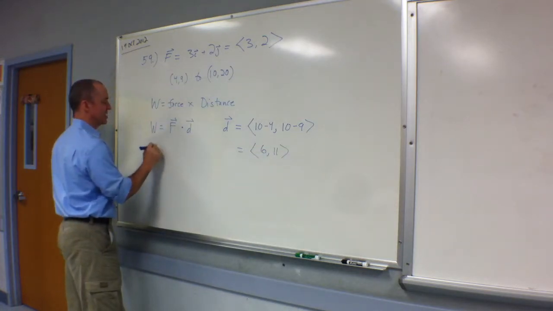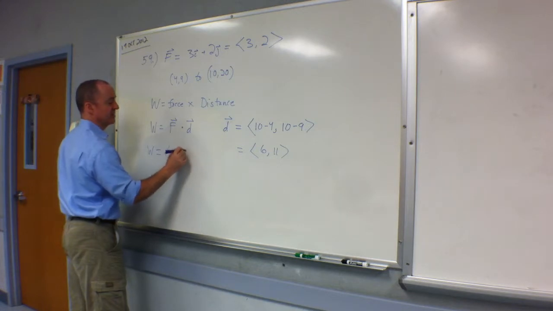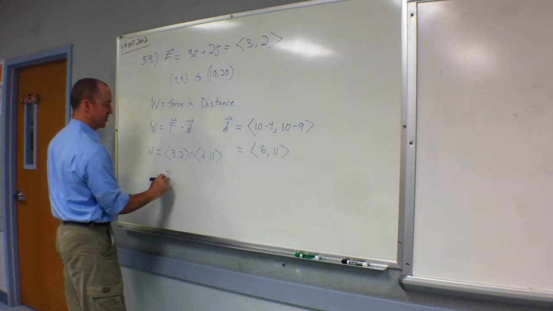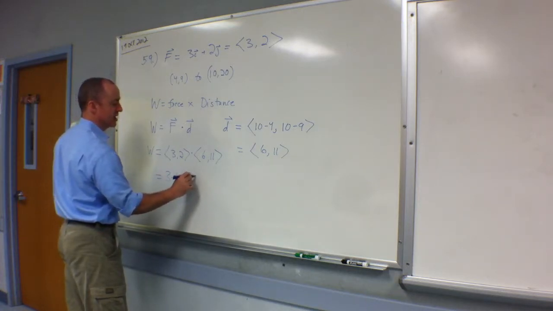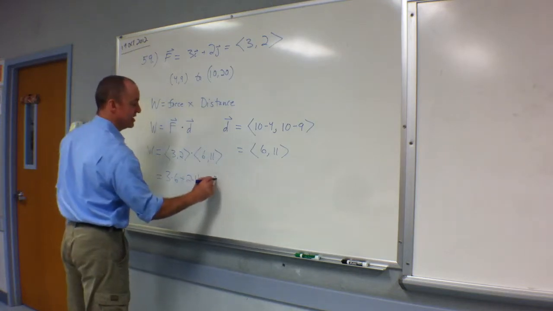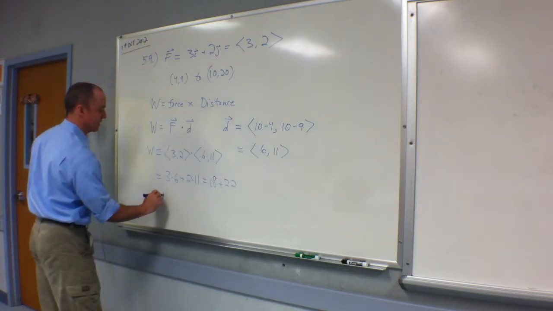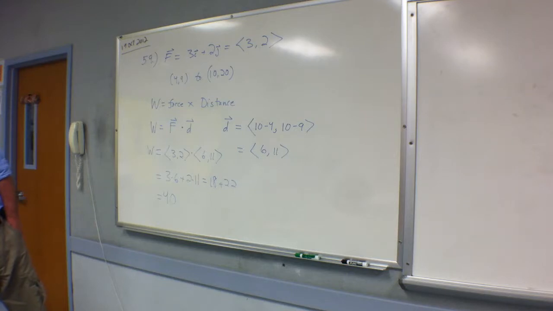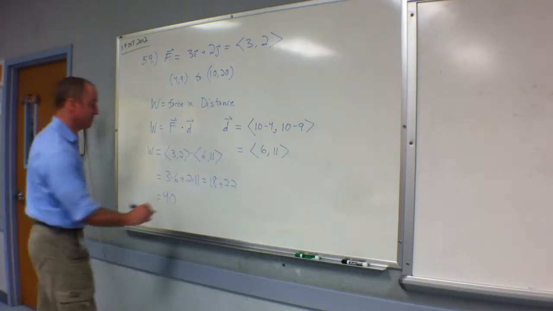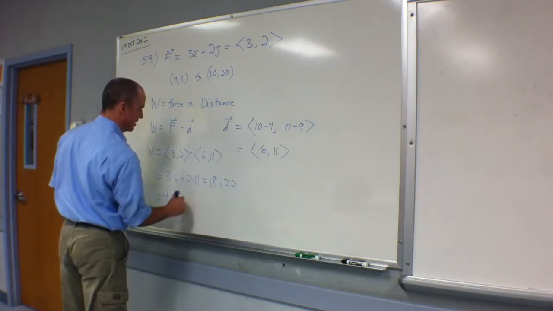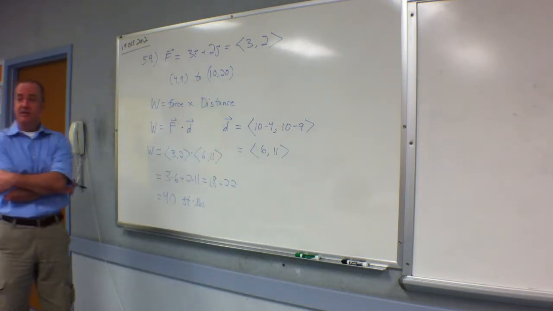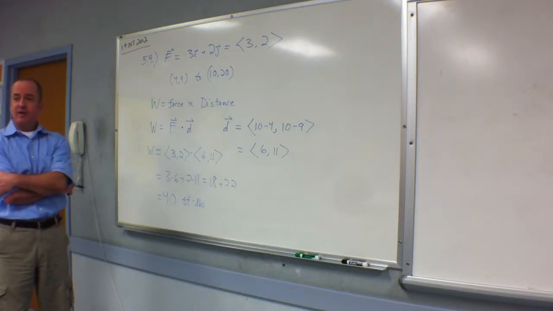And then the work done is just going to be the dot product <3, 2> dot <6, 11>. So that's 3 times 6 plus 2 times 11. And that is 18 plus 22, which is 40. 40 what, you might ask? We'll find the work done if the distance is measured in feet and the force is measured in pounds. So that's 40 foot-pounds of work. It means the amount of work done to move a 1-pound object 40 feet, or a 4-pound object 10 feet, or a 40-pound object 1 foot.